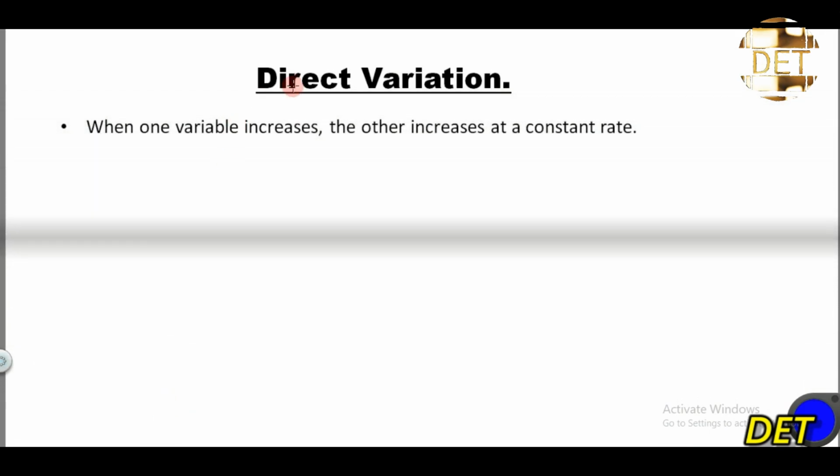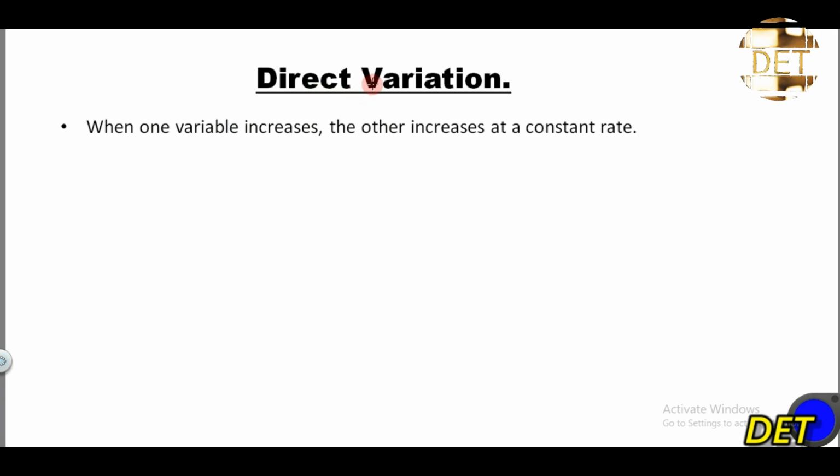Okay, so here we are looking at direct variation. We're going to look at direct variation. So, what do you understand by direct variation? Direct variation is a form of variation in which when one variable increases, the other variable increases at a constant rate, right?